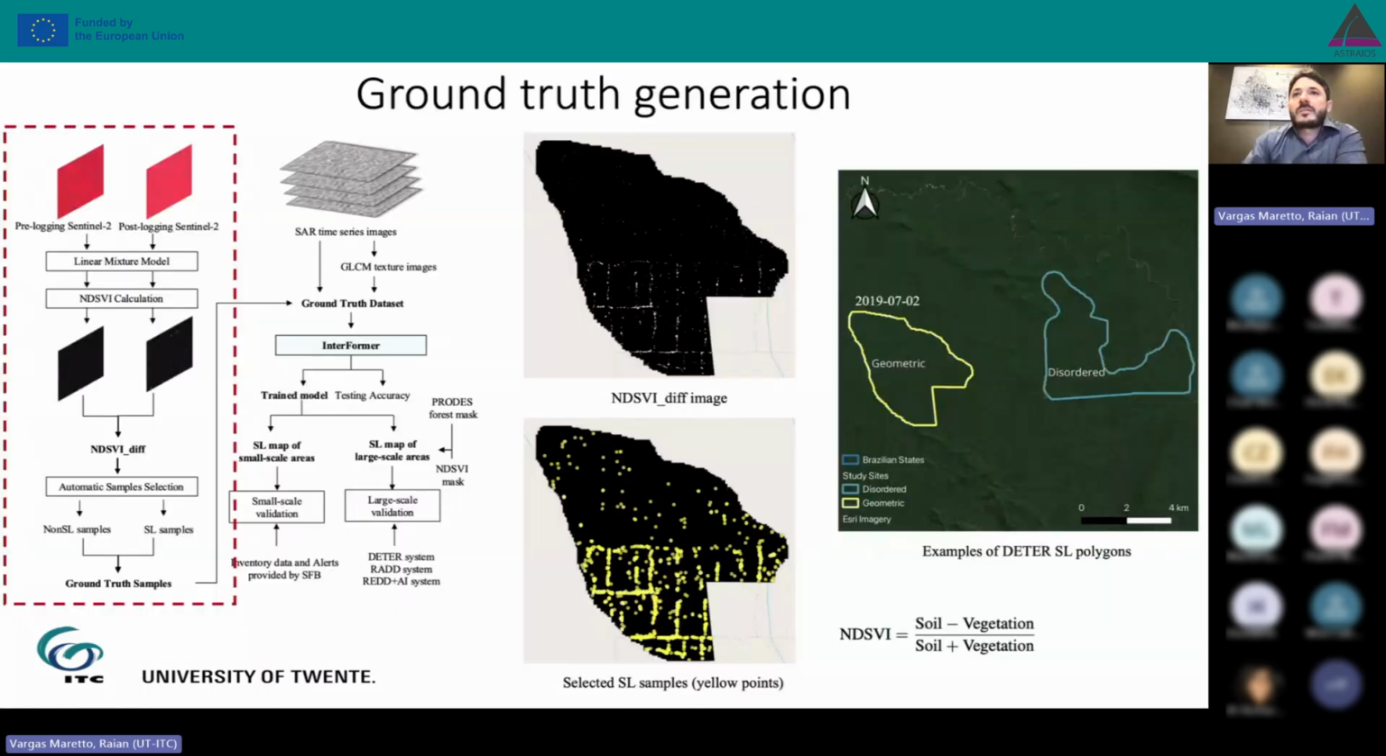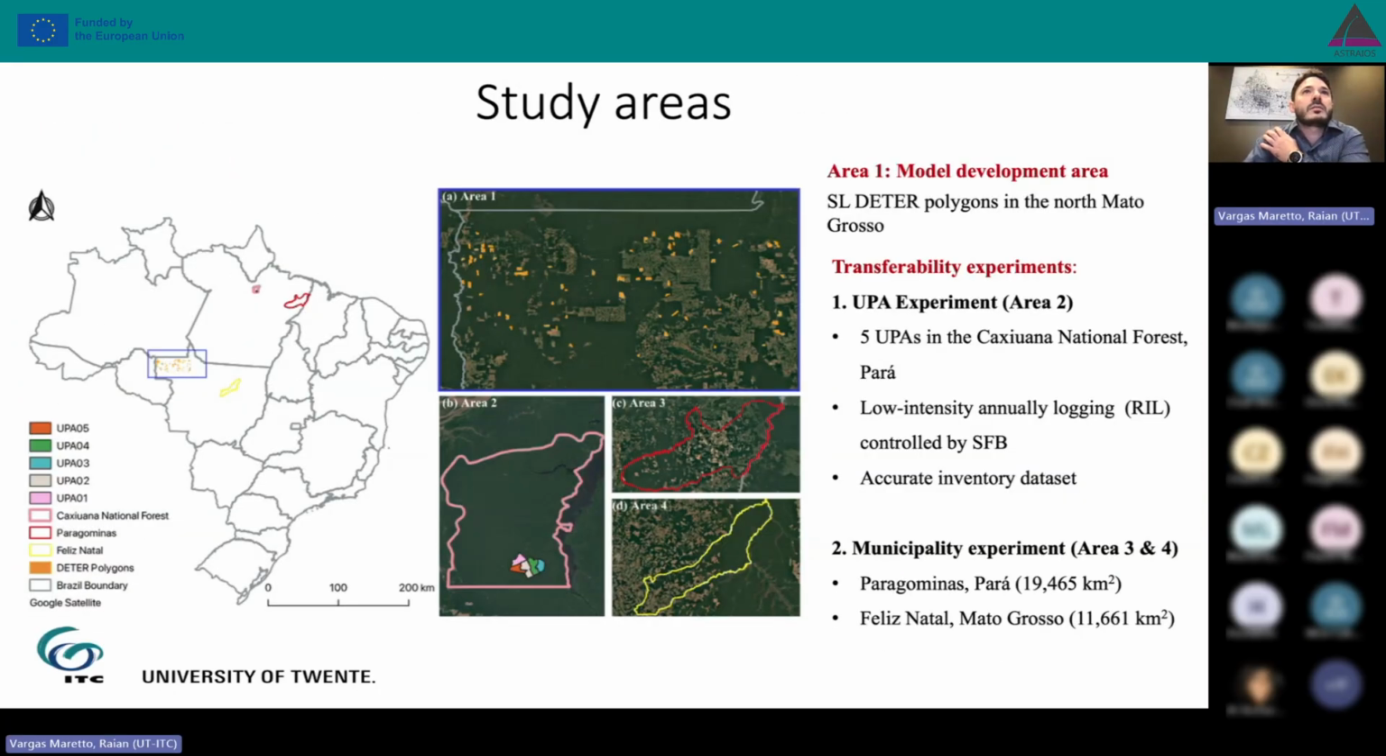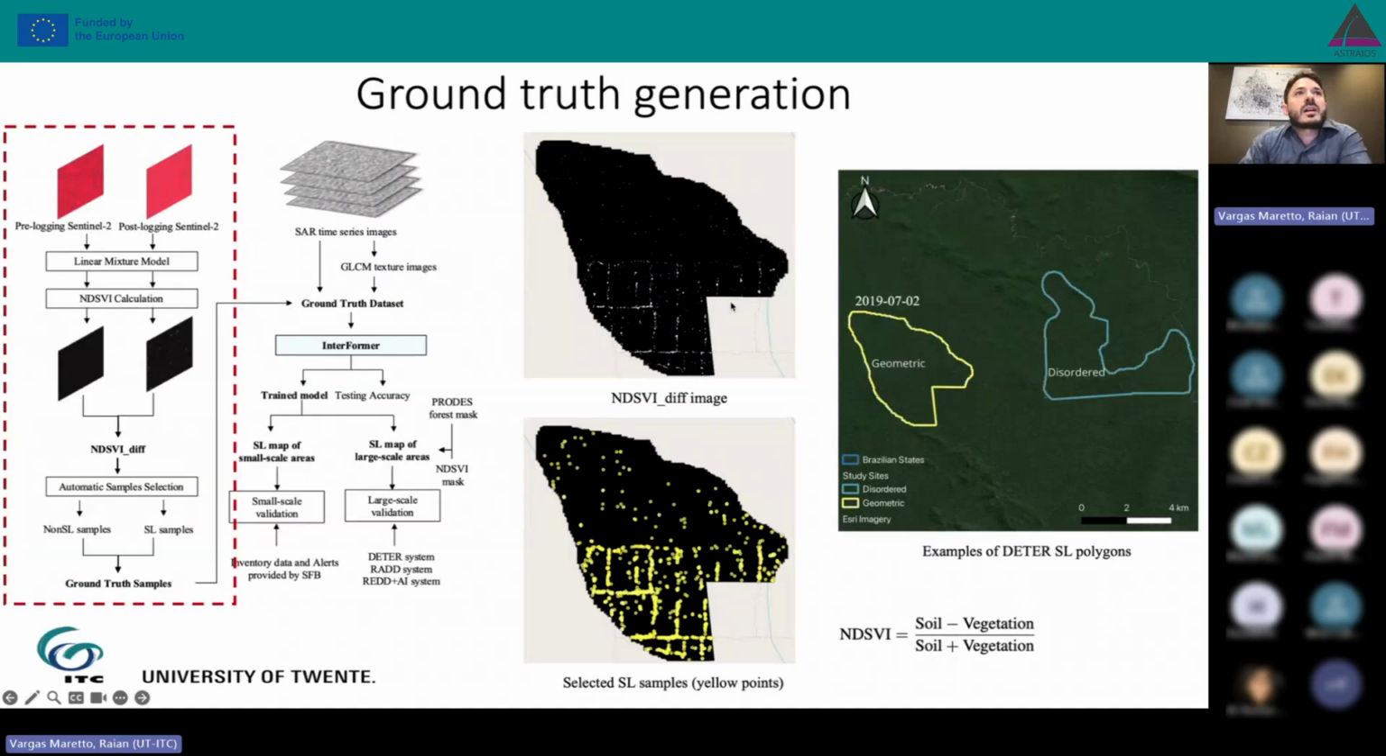we defined a ratio between the soil and vegetation fractions that we call NDSVI, Normalized Difference Soil Vegetation Index, that highlighted those pixels, and we could establish a threshold to generate our controlled samples inside the TER polygons. Then we collected thousands of samples in all these polygons in the north of Mato Grosso, and generated temporal series of SAR images for performing the classification.